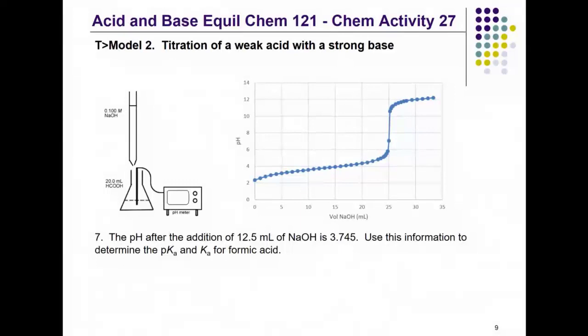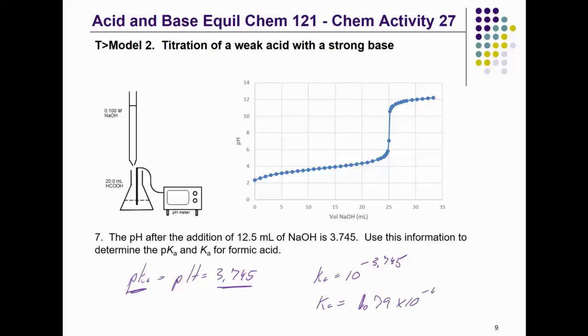And of course, that pH will equal the pKa. So the calculation would look something like this. So the pKa is equal to 3.745. So it's just grabbing that number. The Ka is equal to 10 to the negative 3.745. Can someone help me with that calculation, please? To 3 sig figs, 1.79 times, yeah. So there's our Ka. Again, something similar that you'll need to do in the lab.